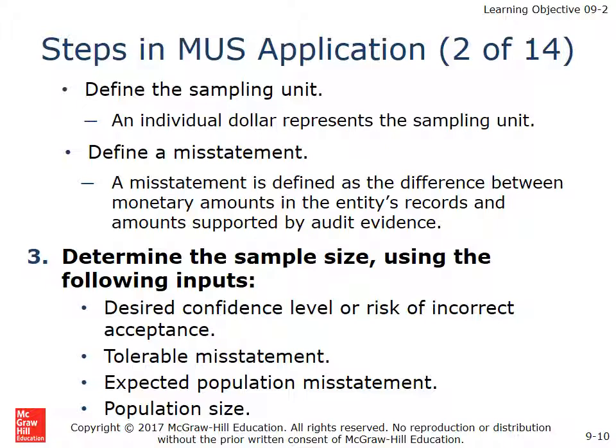Determine the sample size using these inputs: the desired confidence level or acceptable risk of incorrect acceptance. The risk of incorrect acceptance is the risk that the sample supports the conclusion that the recorded account balance is fairly stated when it's not. So how confident are we in that?